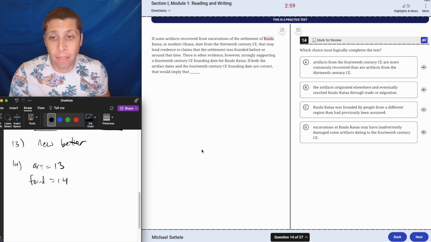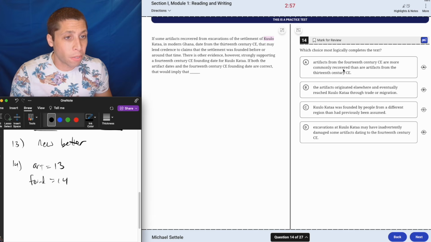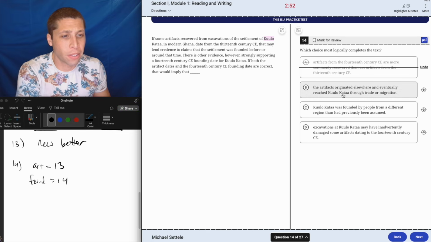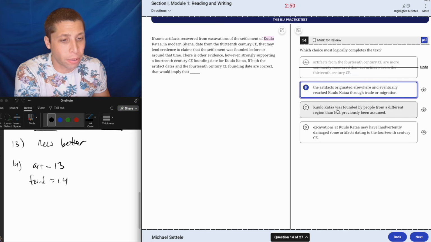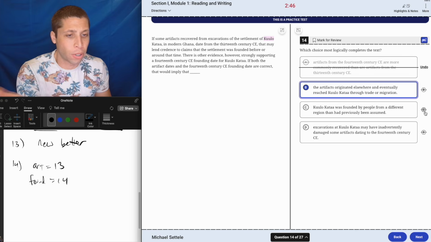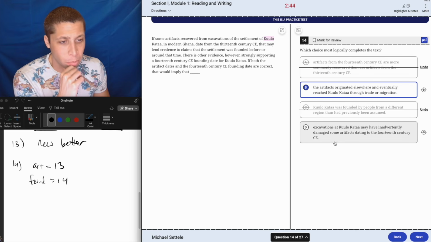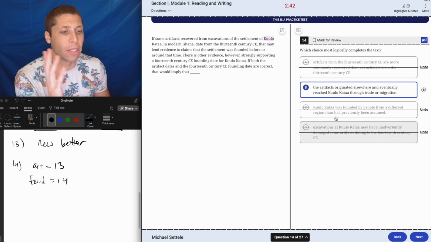If they're both right, then the artifacts must be from somewhere else. Artifacts in the 14th century CE are more commonly recovered. No, they're not contrasting different kinds of artifacts. The artifacts originated elsewhere and eventually reached there from migration. Yep. Kulukata was founded by people from a different region than had previously been assumed. Well, they're not contrasting different people. Excavations at this place may have intermittently damaged. No, it's just that the artifacts are somewhere else.